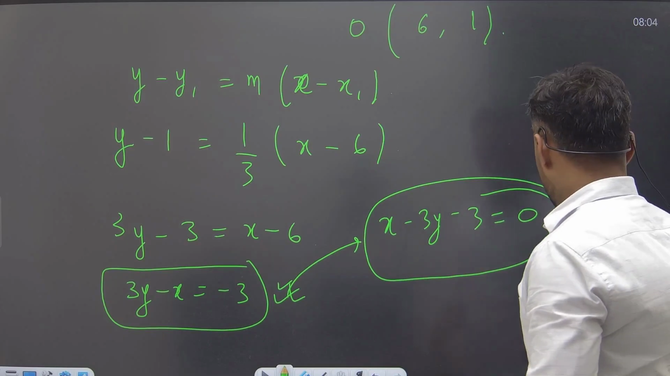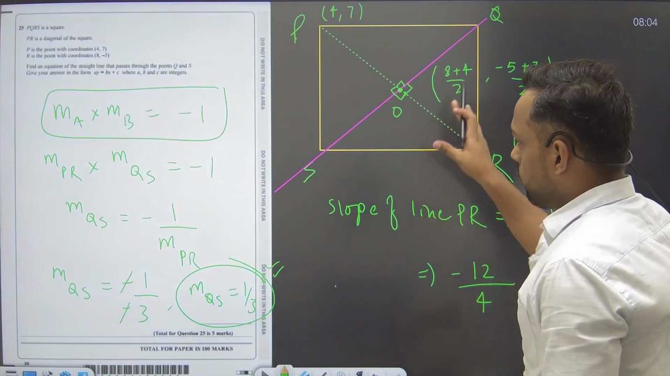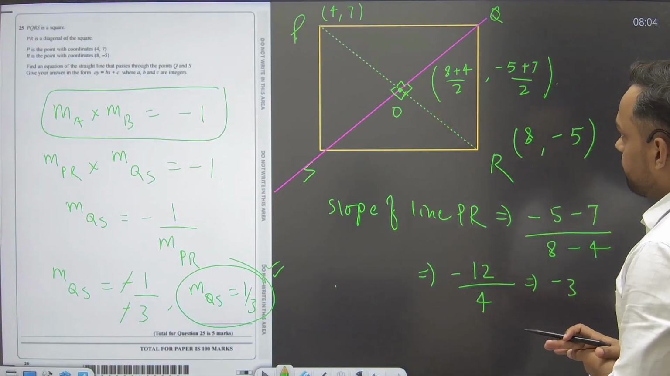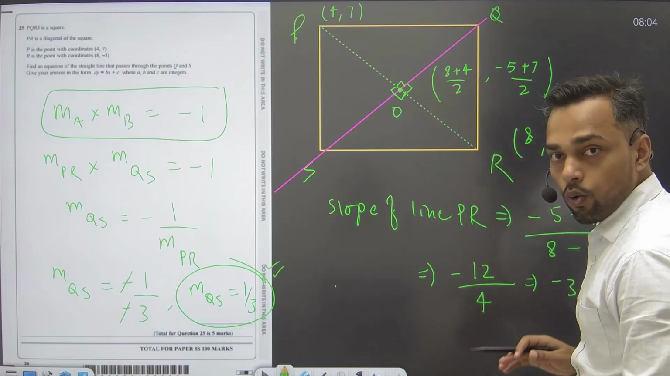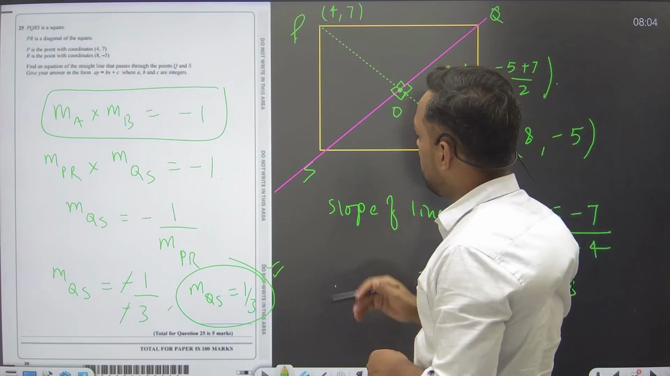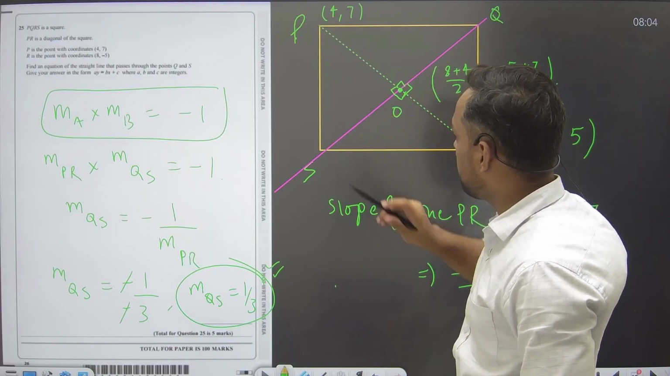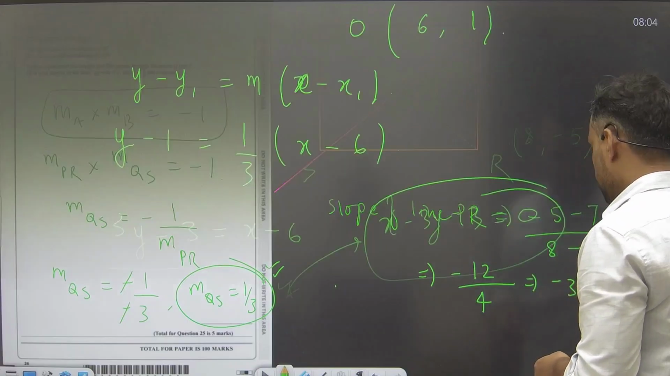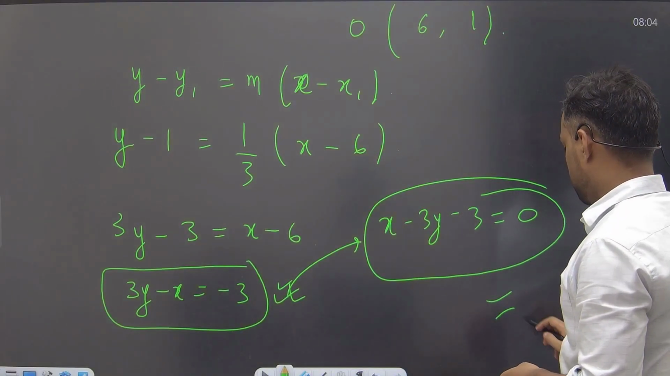So I hope this question is also clear to you, how I have got the coordinate of O and how I have got the slope of the line QS. Okay, so this is our solution.